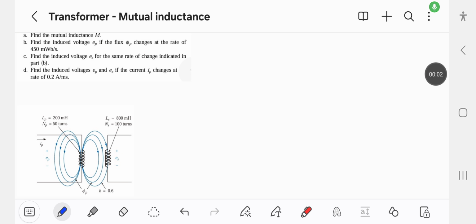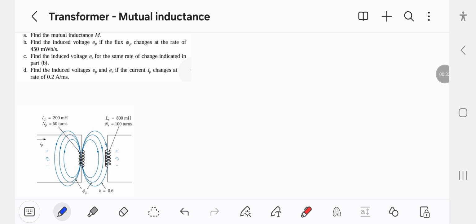Hello guys, today we are going to discuss transformer and mutual inductance. So here this is a problem related to transformer. Here we are going to find the mutual inductance, the induced voltage in a primary coil and induced voltage in a secondary coil. So let's start from case 1.